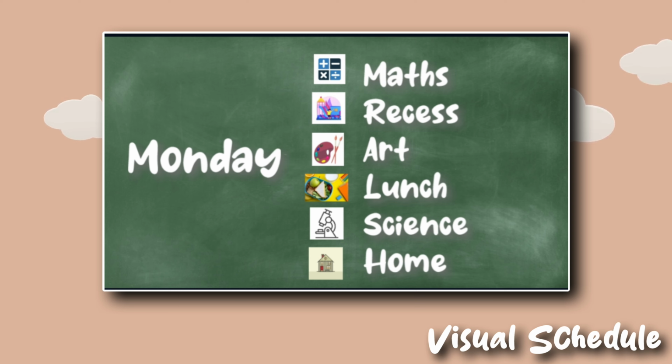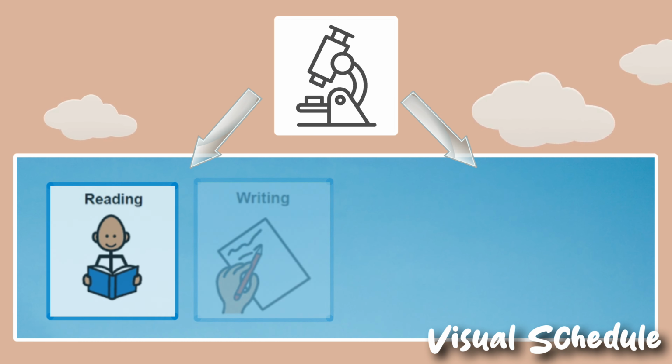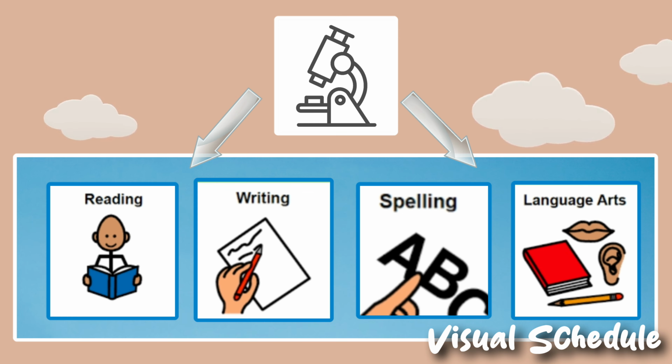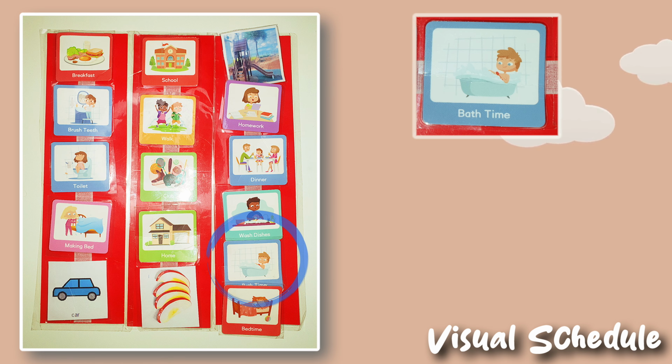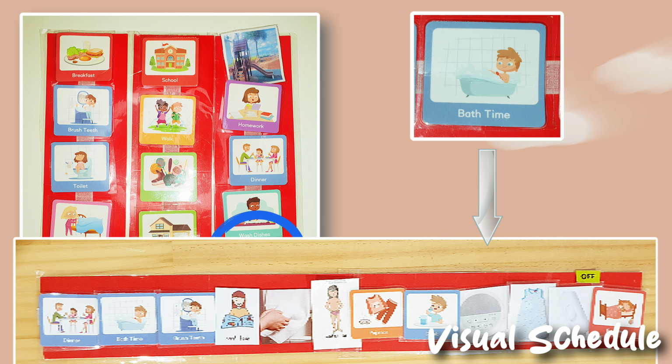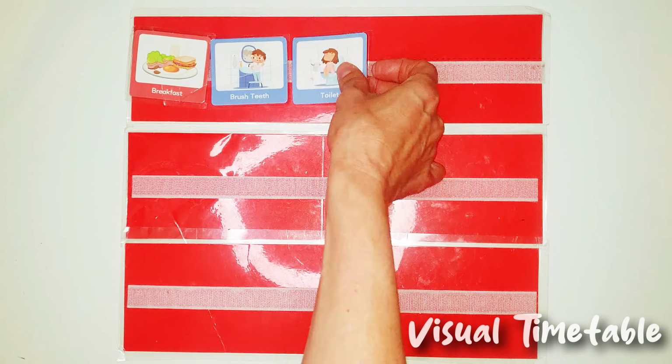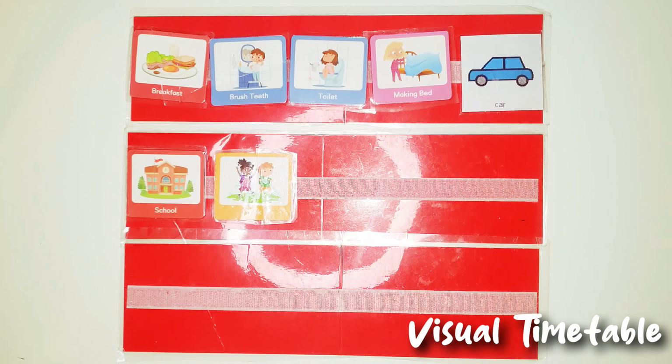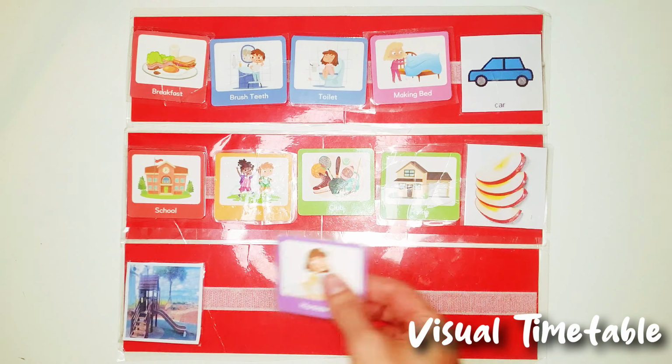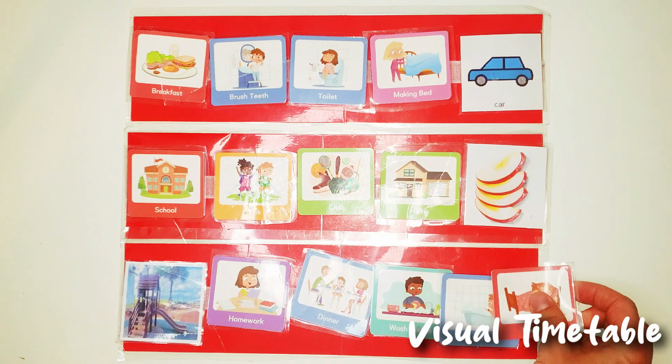A visual schedule breaks just one activity from the timetable down into very specific steps to assist a child to understand exactly what will happen in detail for that activity. A visual or daily timetable is a summary in chronological order of all of the activities in a child's day, where one visual represents each activity.